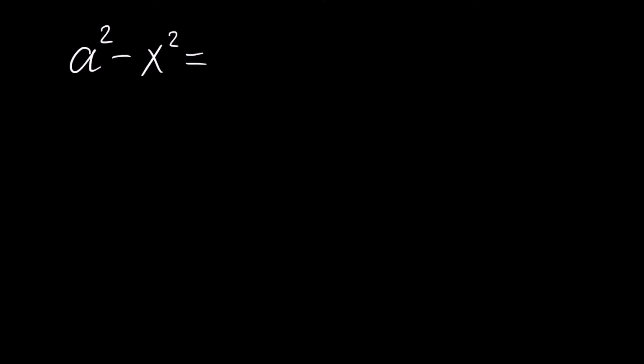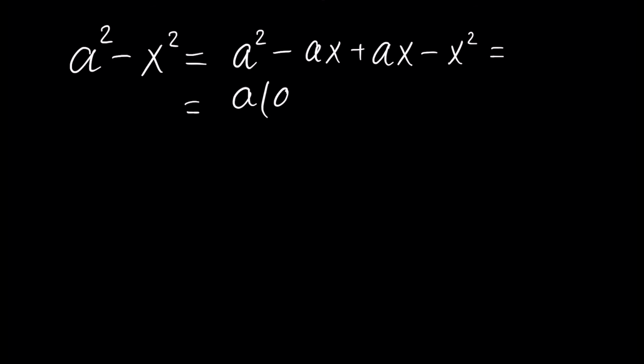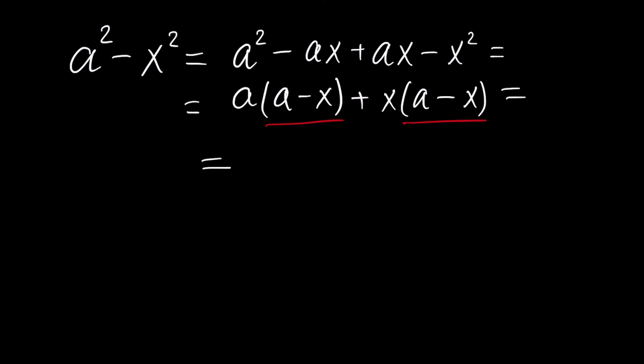And to perform factorization, we subtract ax and again add ax. And next, when we take out a, we will have a minus x. Here we take out x and we will have a minus x. Next, when we take out these two brackets, we will have a minus x times a plus x. That's all.